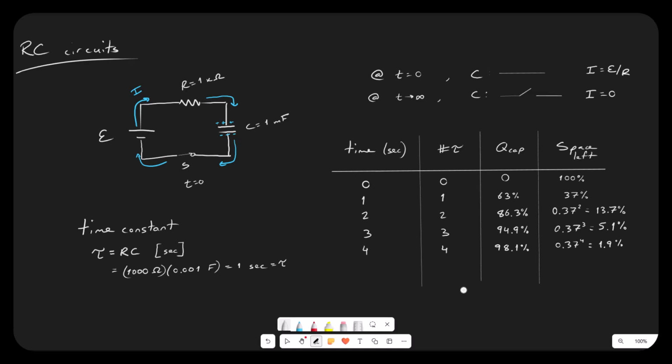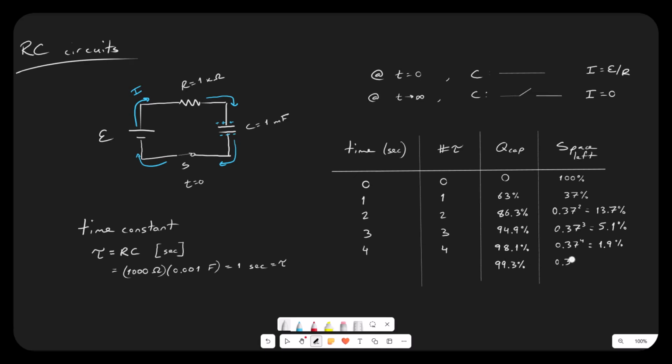That's pretty close to full. I can wait until infinity, and at infinity I will get to be almost completely full, but well, at infinity I will be full. I'm just not going to get there, right? But after 4 time constants, I'm most of the way there. After 5 time constants, I'm 99.3% full.